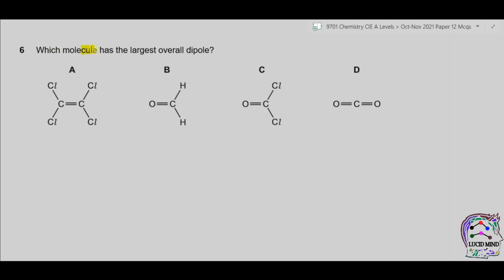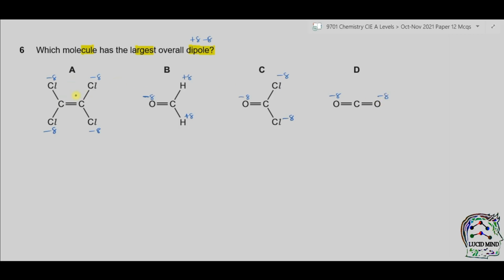Question 6. Which molecule has the largest overall dipole? Dipole means we have 2 sides, one is partial positive and the second is partial negative. Let's look into the molecules. Chlorine is electronegative, so we have partial negative charges. Similarly in B, oxygen is electronegative. Hydrogen bears partial positive charge. Oxygen is electronegative, chlorine is electronegative.